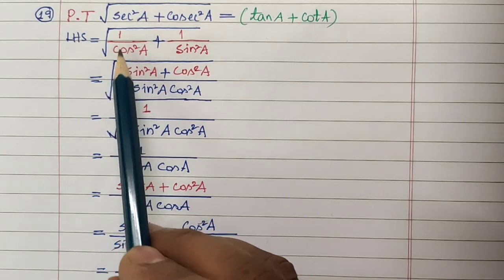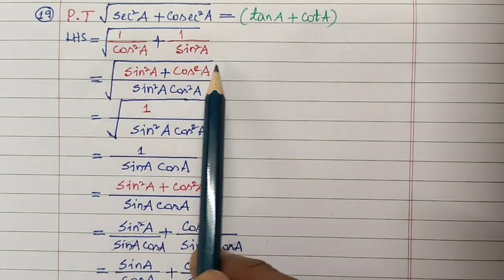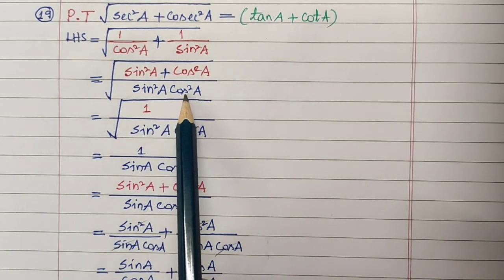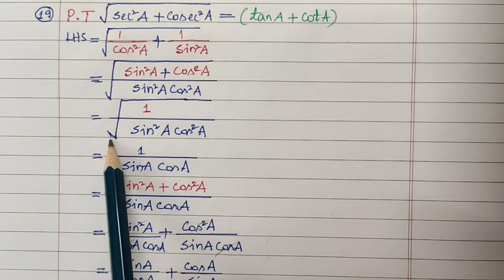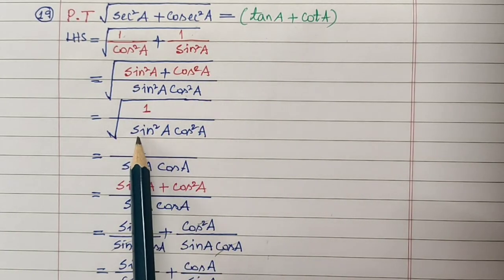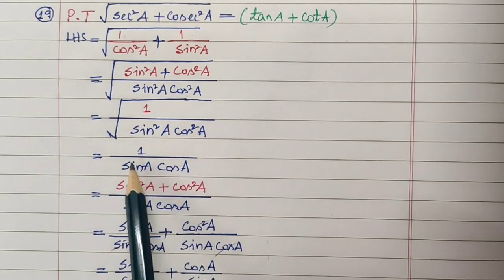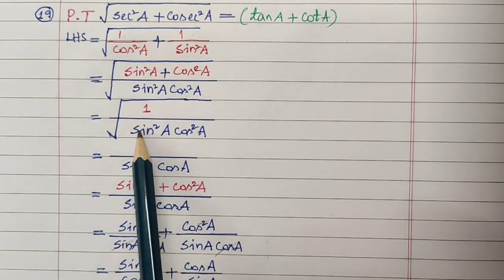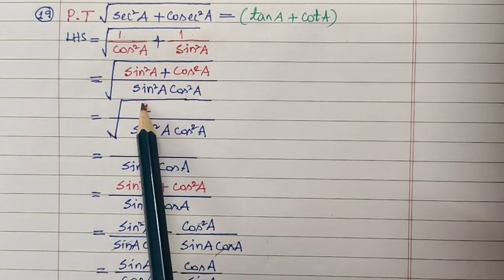Secant square is equal to 1 by cos square A. This is 1 by sin square A. Then take the LCM of these two, that is sin square A cos square A. This will become sin square A plus cos square A. So square root of, we know that sin square A plus cos square A is 1, divided by sin square A into cos square A. Remove this square root: square root of 1 is 1, square root of these two is sin A and cos A.